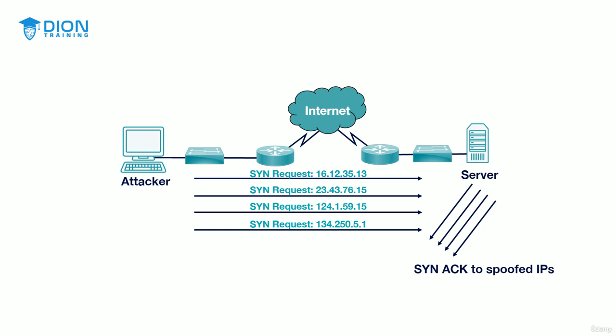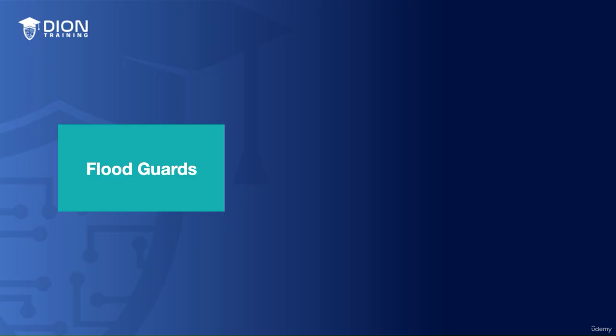This causes the server to set aside resources for these supposed clients while it waits for their response and acknowledgement, but the acknowledgement never comes. If the attacker creates enough requests, the server will simply run out of resources and be unable to establish any real connections with those who really want to do business with the server, and this creates the denial of service condition. To prevent this from occurring, flood guards can be installed in the network.